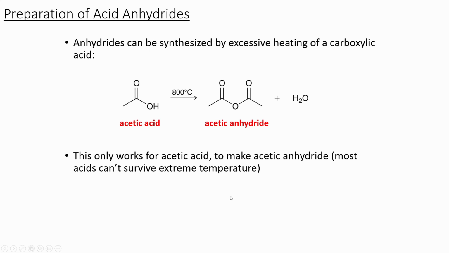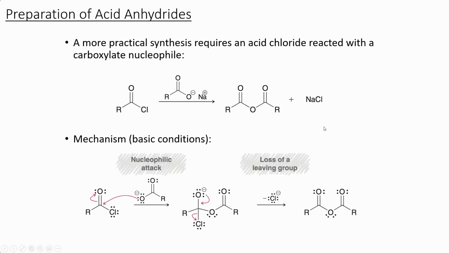Now we will switch pace and look at acid anhydrides. We can synthesize an anhydride by excessively heating the carboxylic acid. So if we have a carboxylic acid heated at 800 degrees Celsius, we will form acetic anhydride. But this only works for acetic acid. Most acids won't be able to survive temperatures of 800 degrees. So we have a few other syntheses that we can use.